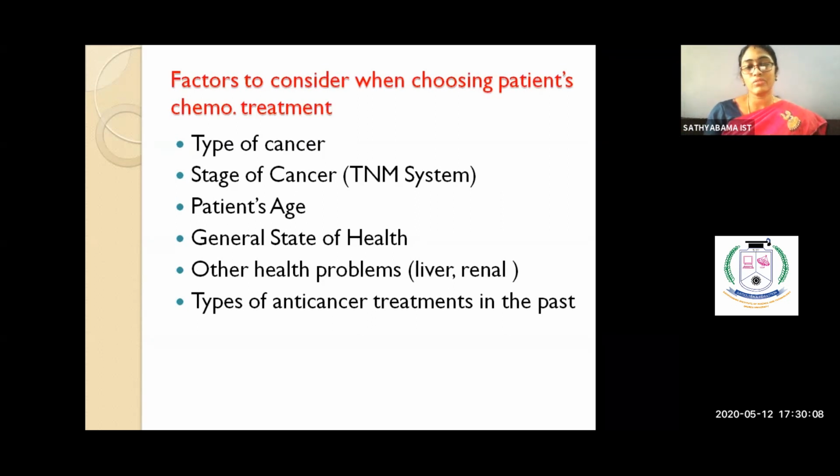And then the general state of health. What other problems will that particular person be having? Let's say he has some other disease along with cancer. It's going to affect you in a different way. And any anti-cancer treatment taken in the past: if he has had another round of cancer before, what has been done?